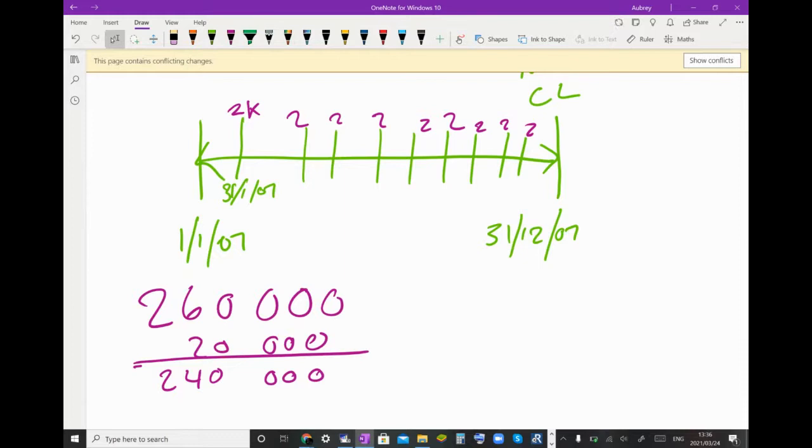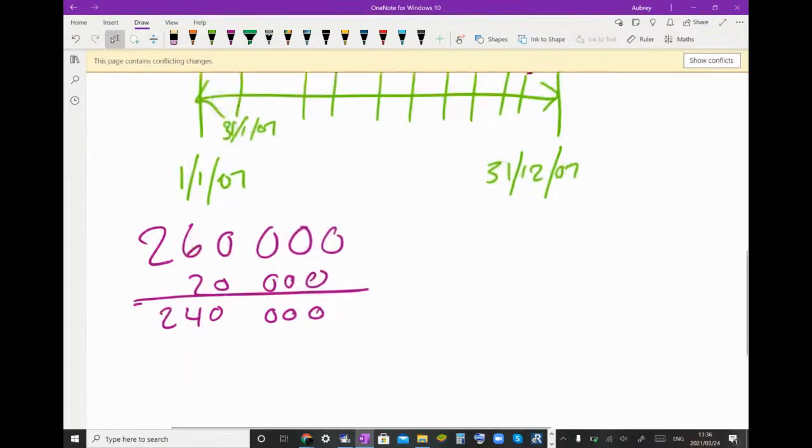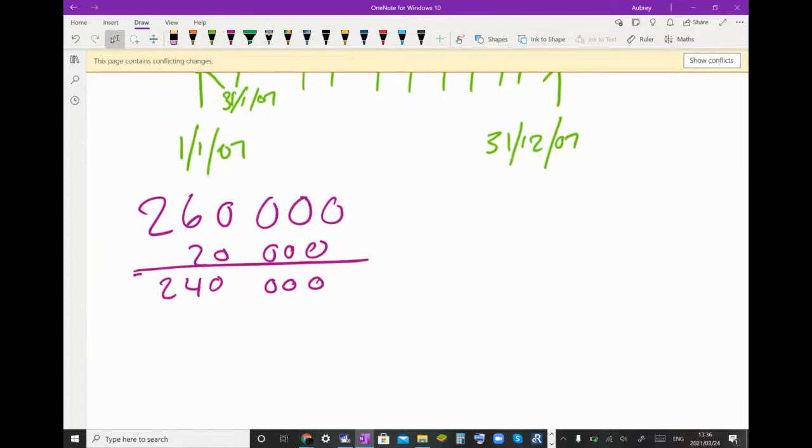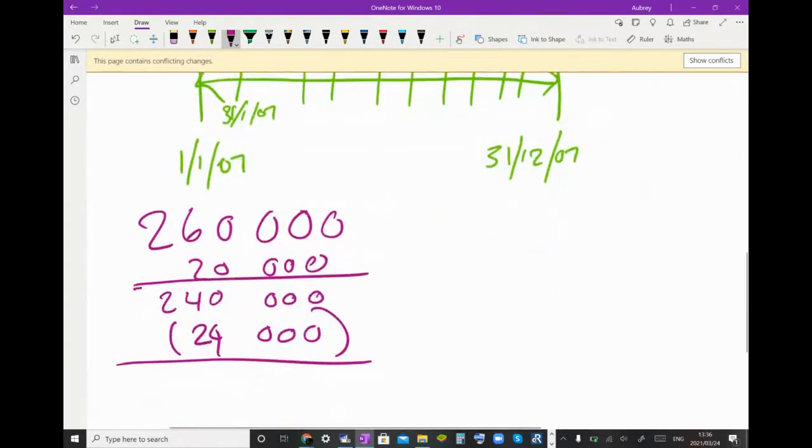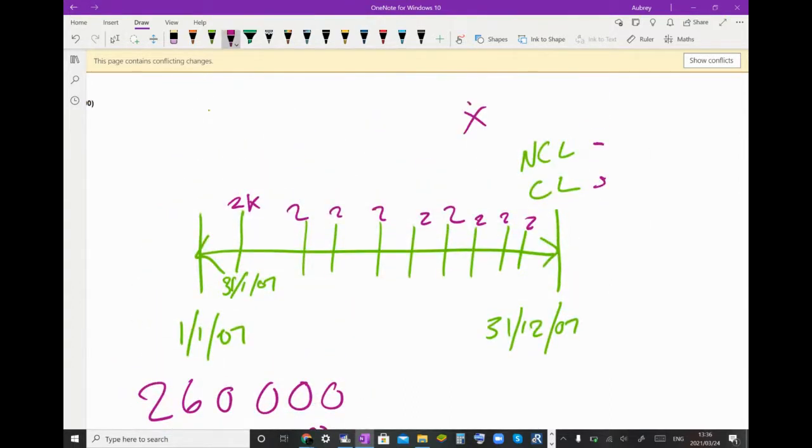Then we know that we are paying 2,000 every single month until the end of the financial year. So how much do we actually pay off? 24,000 in a year, and that's 12 times the 2,000. So I'm just going to write the 24. Now we deduct this from the 240,000 to arrive at how much we owe at the end of the year. Does that make sense? Everybody together?